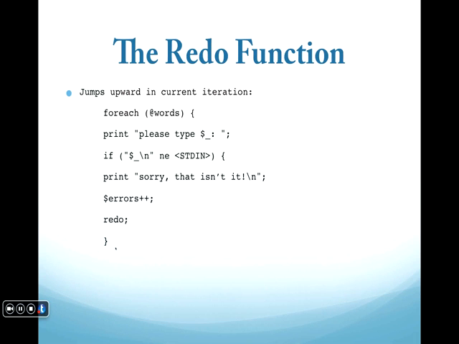So if what I am reading is not equal to what is in the standard input line, as you remember, it reads the enter as well, so that's why we have the \n here. If what is available now in the $ sign is not equal to the standard input, just print "sorry, that isn't what I am looking for", and increment the errors, starting from 0. Then redo: it will jump upward in the current iteration, so we'll go back, and as long as I am having characters it will work.